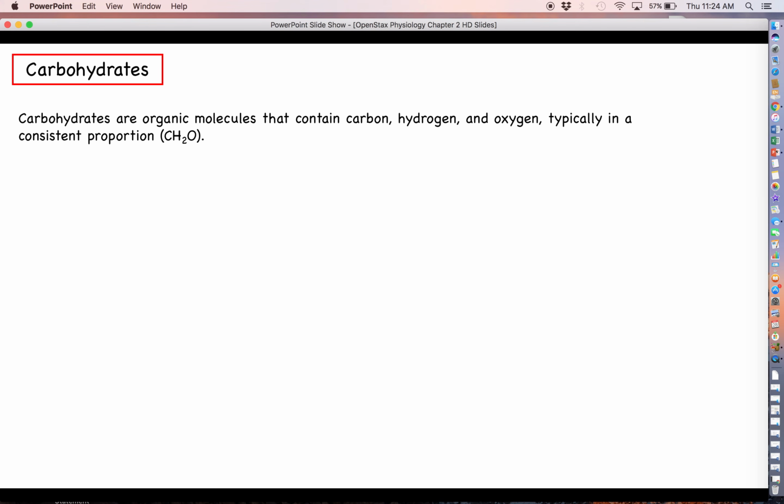We will talk about each of the specific types of macromolecules one by one, starting with carbohydrates and then lipids and proteins and nucleic acids.